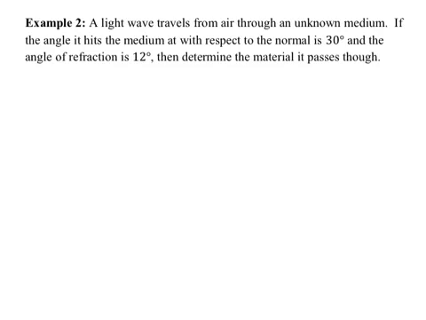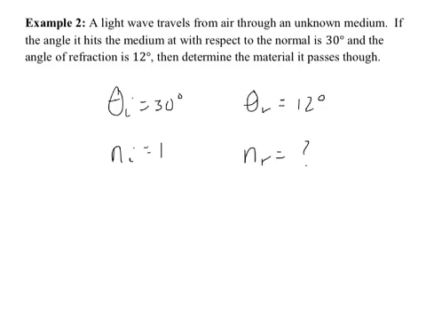So we can take a look here and realize that we've got two angles here. We've got our angle of incidence first as 30 degrees. And we've got our angle of refraction as 12 degrees. And clearly the 12 is less than 30 because we happen to be again going from air to a slower moving medium. We know the N value of air is 1. We know that the N value of the unknown material is unknown. So let's go ahead and solve.